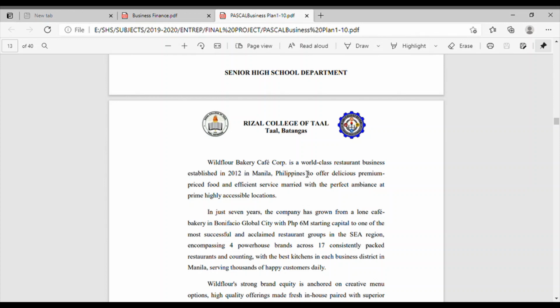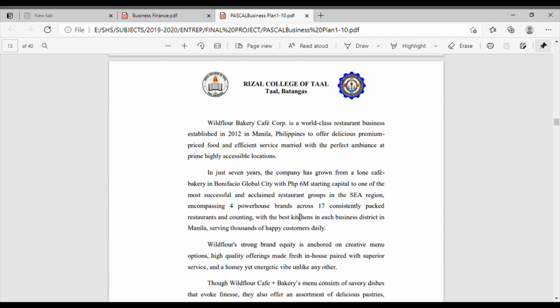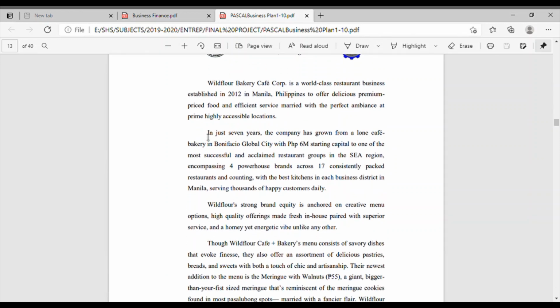Is a world-class restaurant business established in 2012 in Manila, Philippines to offer delicious premium-priced food and efficient service married with the perfect ambiance at prime, highly accessible location. So, nag-research lang sila about that company and pinrovide nila kung ano yung naging magandang, nag-provide sila ng mga details tungkol dun sa performance ng company.